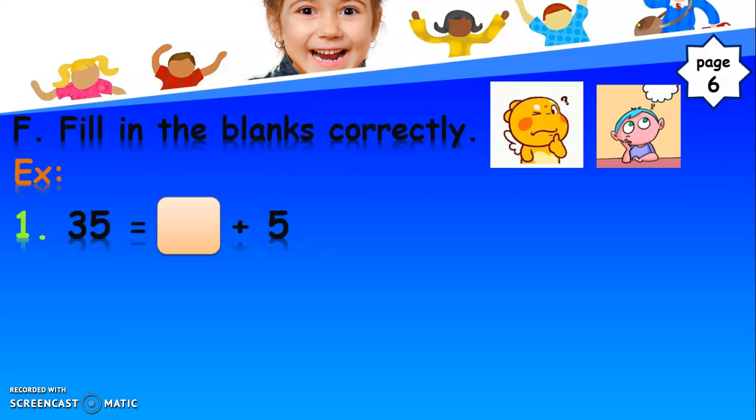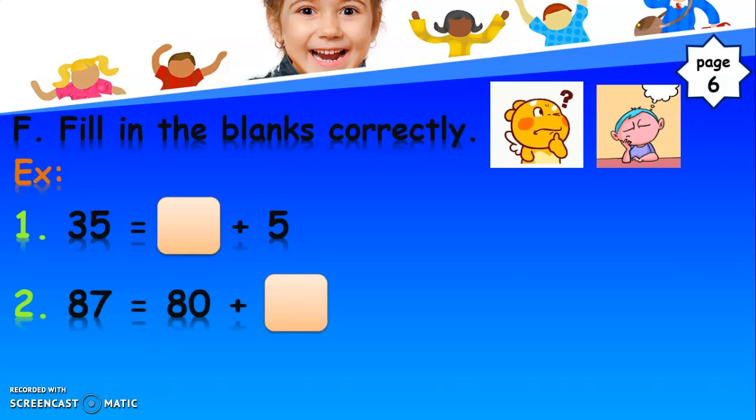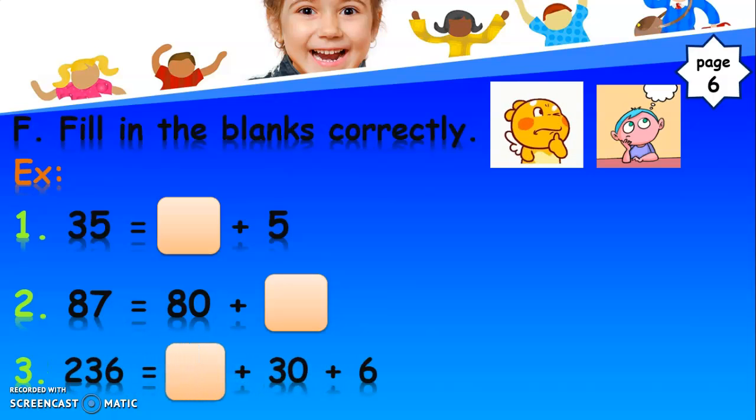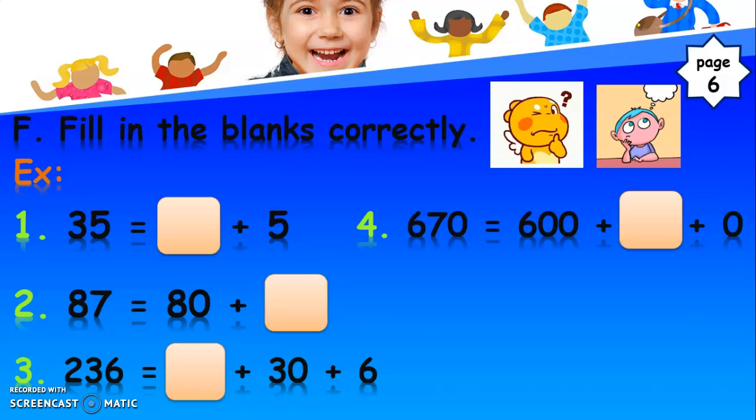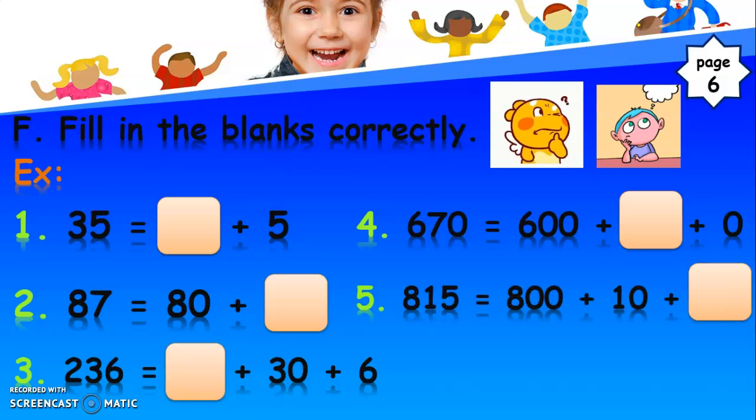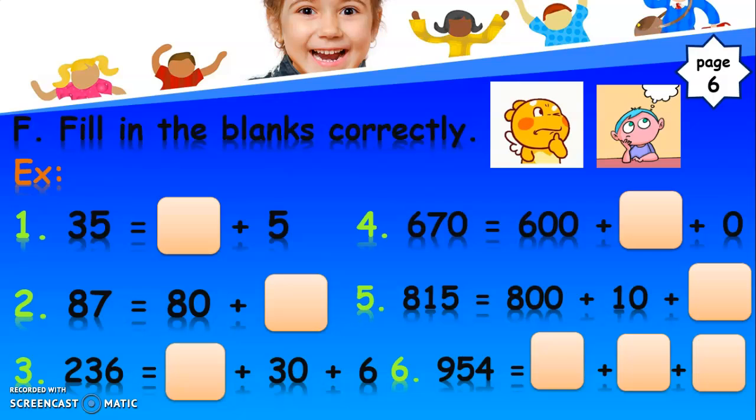So you have to fill in the missing number to complete the expanded form of the first number that is given. For number 1, 35 equals blank plus 5. Find the answer for number 2. Also for number 3. And then you can continue with number 4, number 5, and then number 6. Now I'll give you some time to think of your answer. If you are finished, we can see the correct answers now.